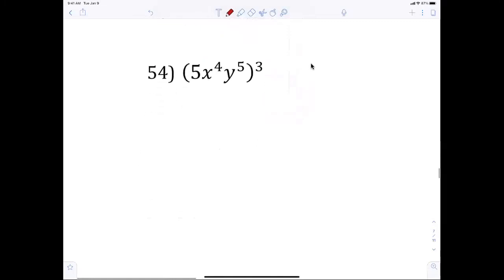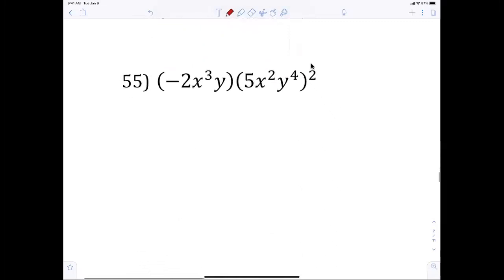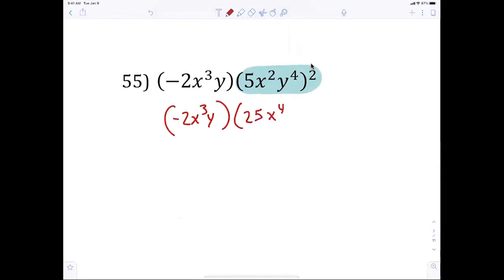All right, let's knock out 55. Now in 55, remember I have to do this first because it's squared. So I'm going to rewrite negative 2x cubed y times 25 x to the 4th, y to the 8th. Now this makes this negative 50 x to the 7th, y to the 9th. Anybody have any issue with that?